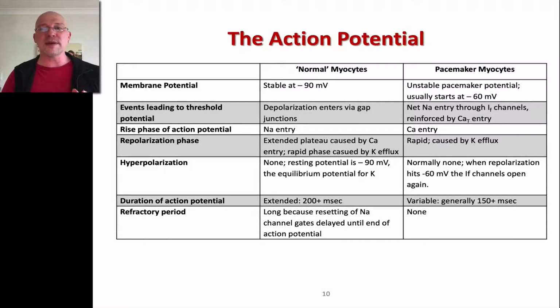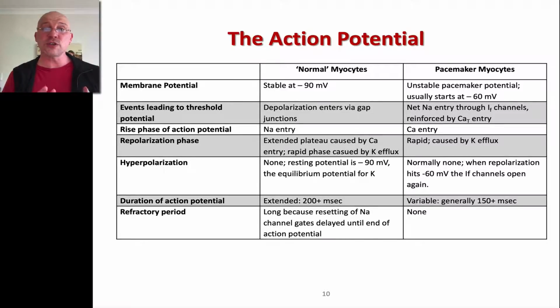The normal myocytes don't usually hyperpolarize, and what we mean by that is they don't become extremely negative on the inside. They go back down to minus 90 and they kind of stay there. That's the equilibrium for potassium, and they'll sit there forever unless they're stimulated. The hyperpolarization in pacemaker cells is necessary to reset the funny channels, but it doesn't really hyperpolarize. It just needs to get down to its minus 60 millivolts in order to reset.